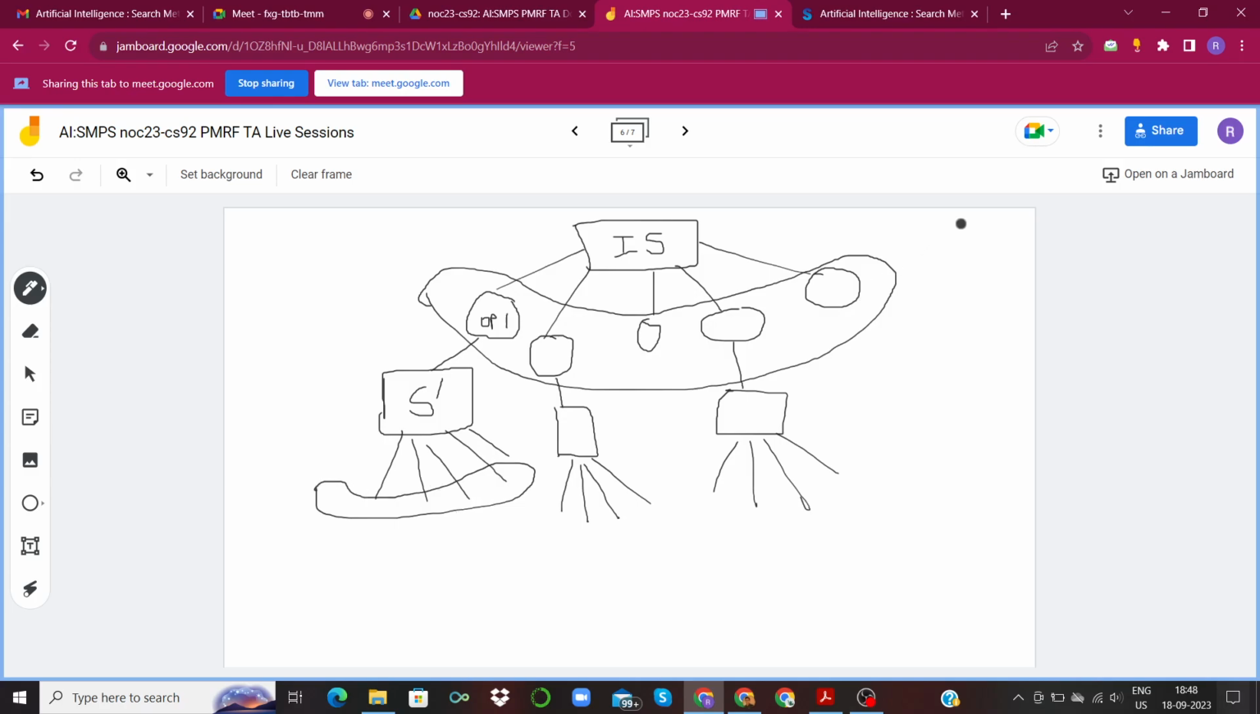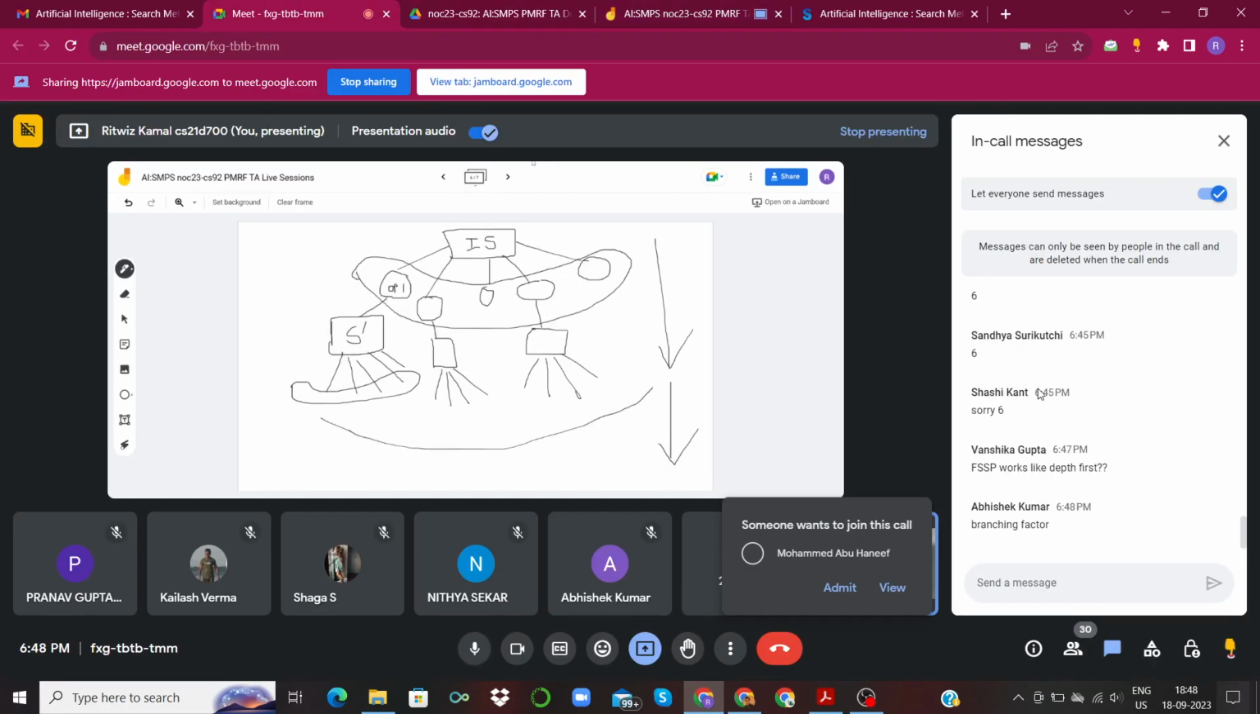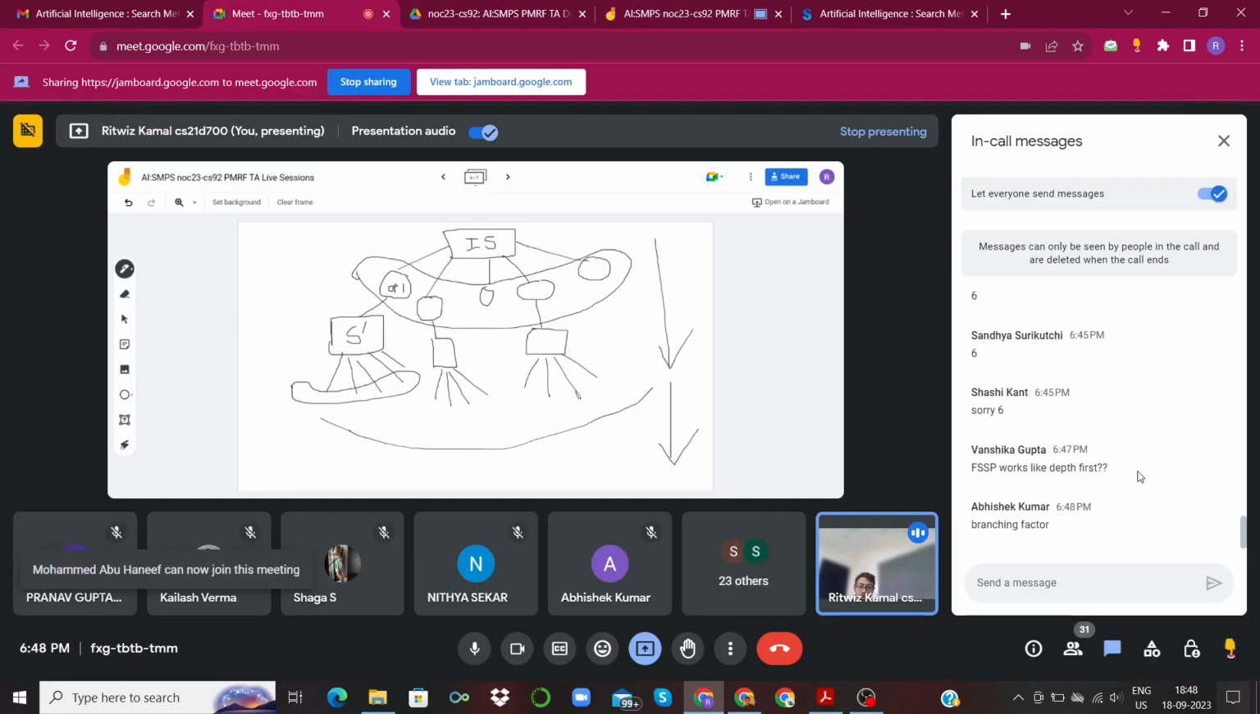And that is one shortcoming of the forward state space planning method: the number of branches of each of the nodes in this tree starts increasing exponentially as you move down the tree. Okay, because as you move down, there will be more and more children getting added to each node, and that will result in an exponential increase in the number of branches. So that is not computationally very efficient as we move further down along the tree. But that is the basic idea of the forward state space planning method.